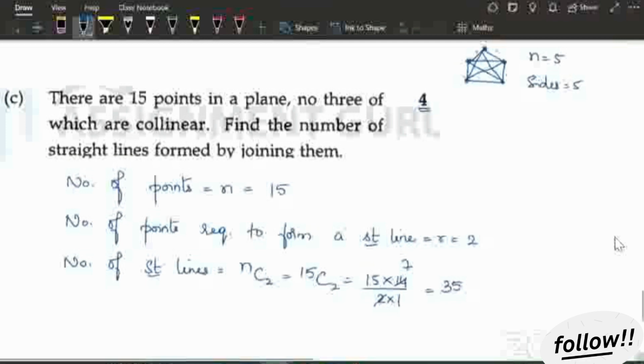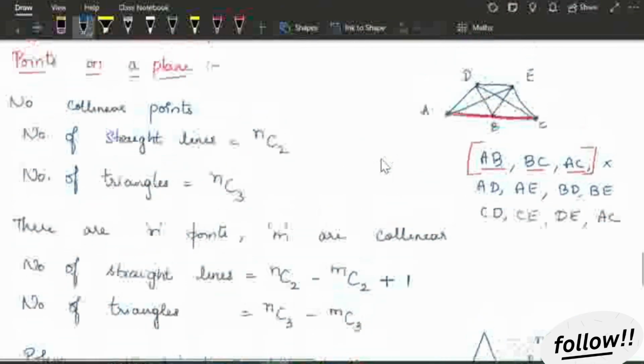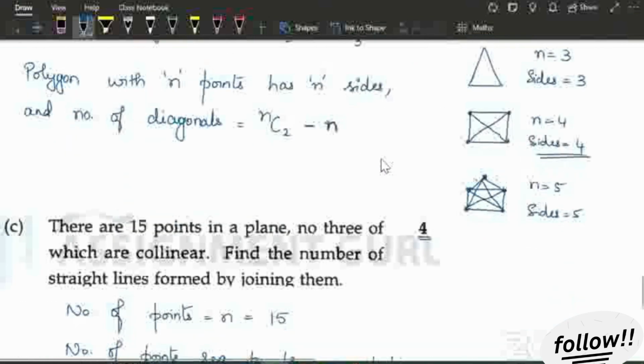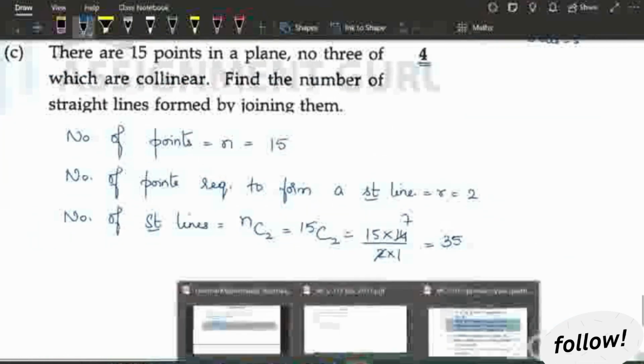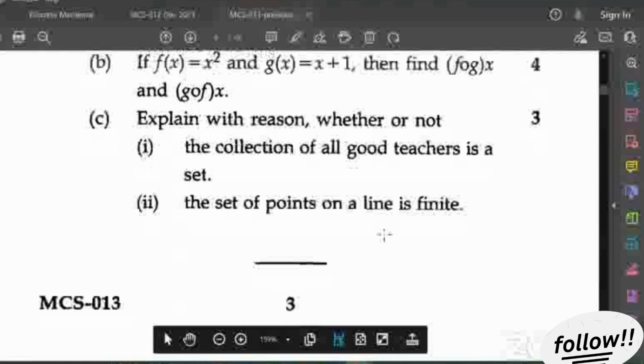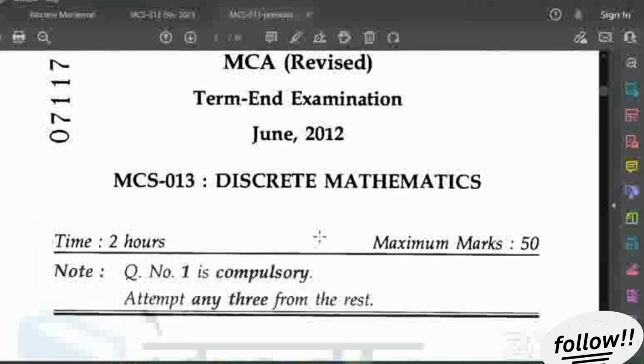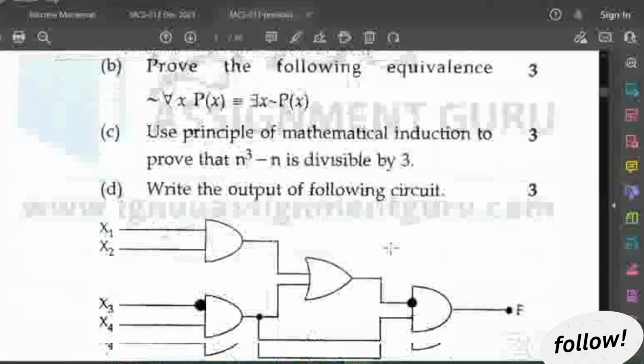Now you know how to solve any type of question that comes under these points, whether it is the number of straight lines or triangles, or whether they ask collinear, with collinear, without collinear, or diagonals, anything, you should be able to solve it with these points. So that is about this question. We'll see the next question. This is June 2012.